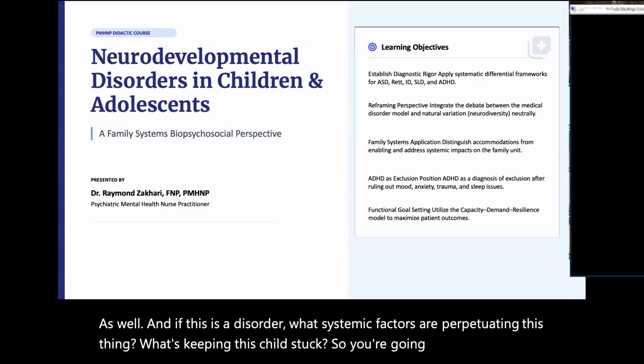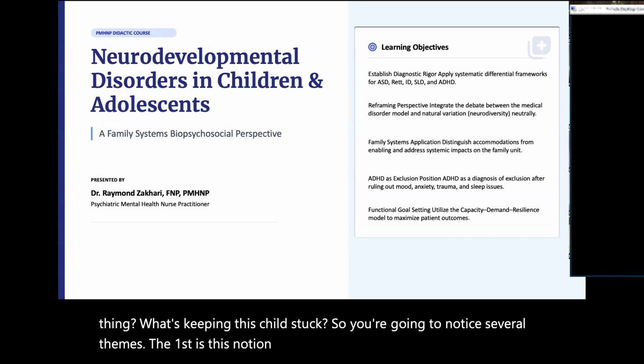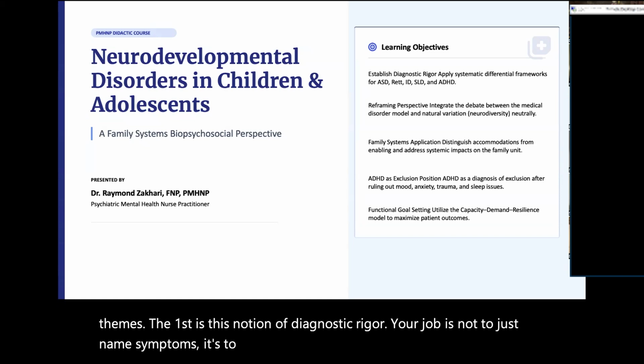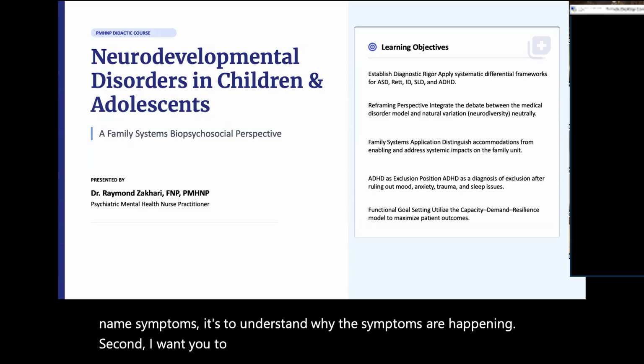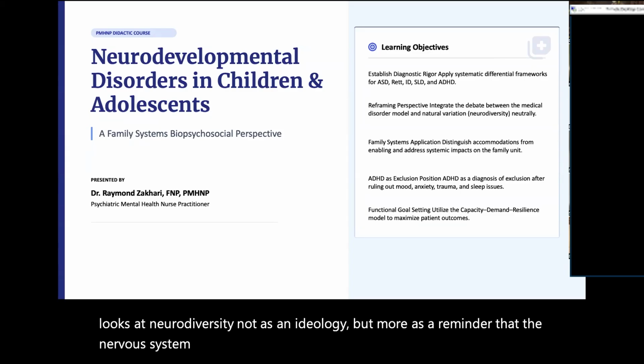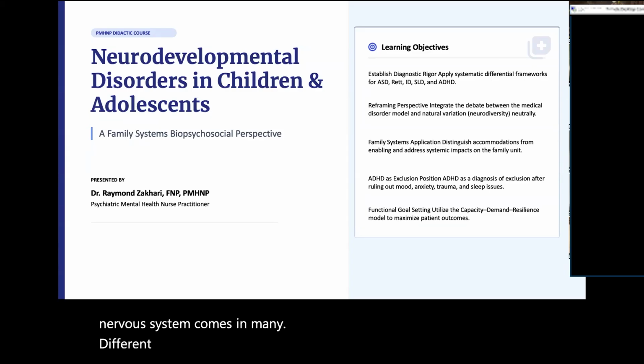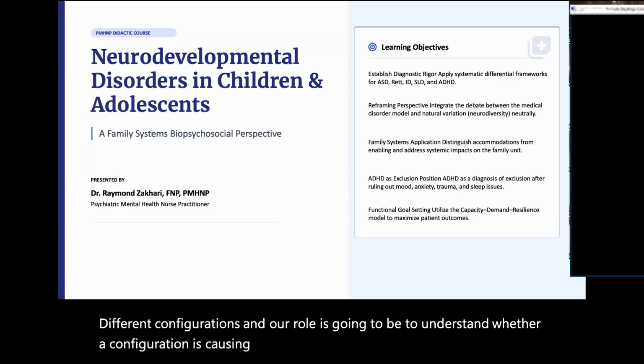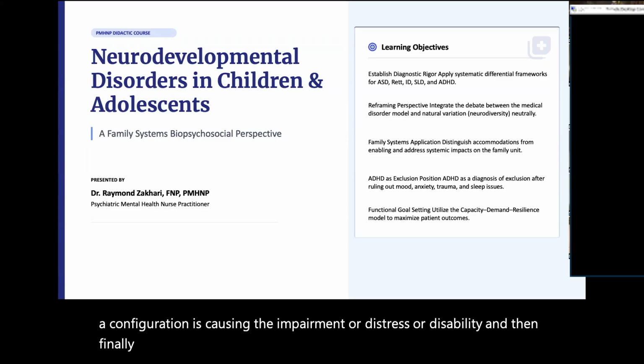You're going to notice several themes. The first is diagnostic rigor. Your job is not to just name symptoms, it's to understand why the symptoms are happening. Second, I want you to reframe your perspective. This reframing looks at neurodiversity not as an ideology, but more as a reminder that the nervous system comes in many different configurations. Our role is to understand whether a configuration is causing impairment or distress or disability. And then finally, I want to take a family systems approach.